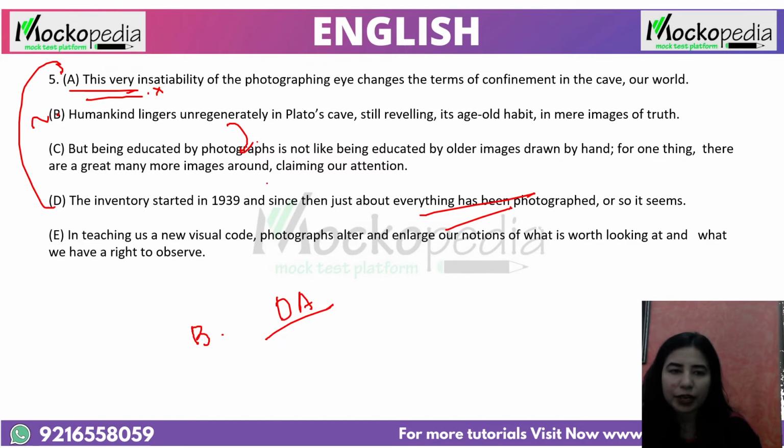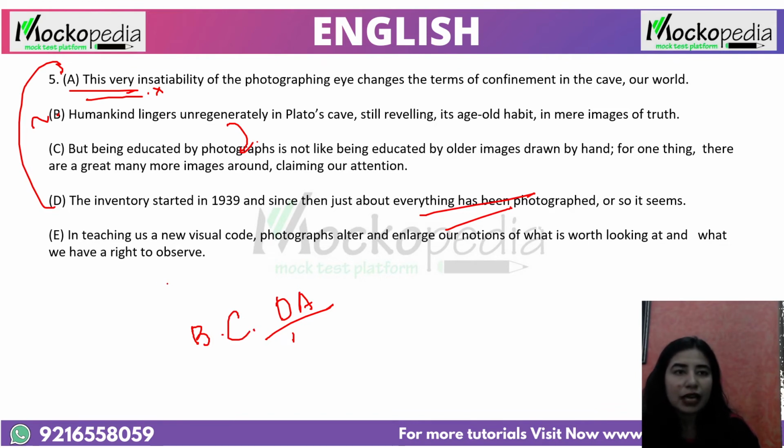So let's see what can be the best placements here. So "but being educated"; "still revealing its age-old habit in mere images of truth." So "humankind lingers" is not like being educated by older images. So this is illustrating how its age-old habit is in mere images of truth. So C would fit in better after B, right? So BCDA is one thing.